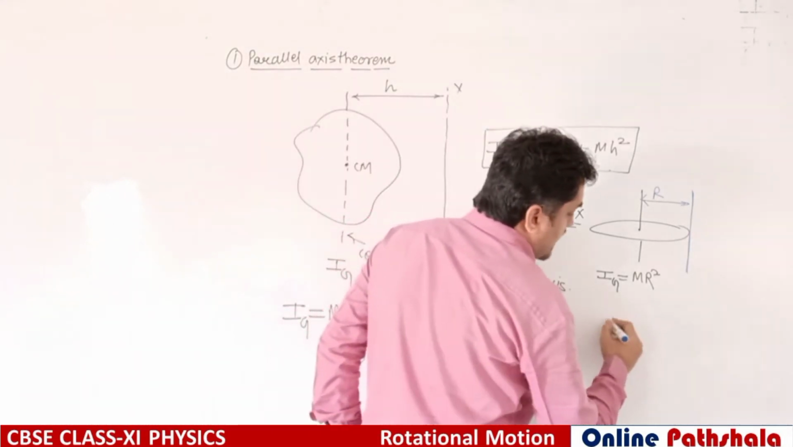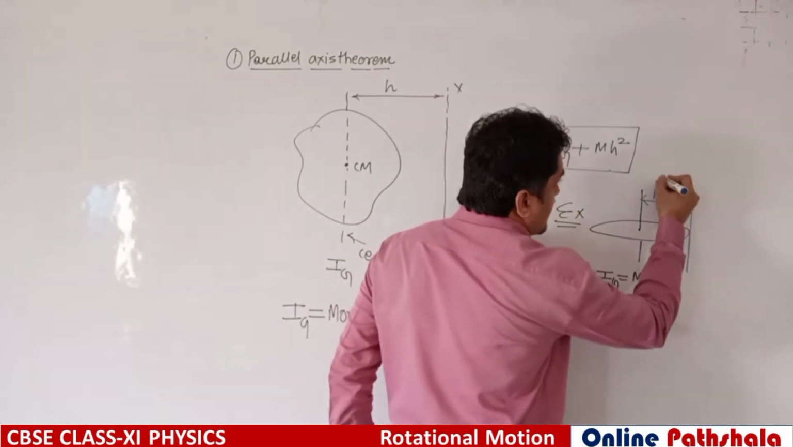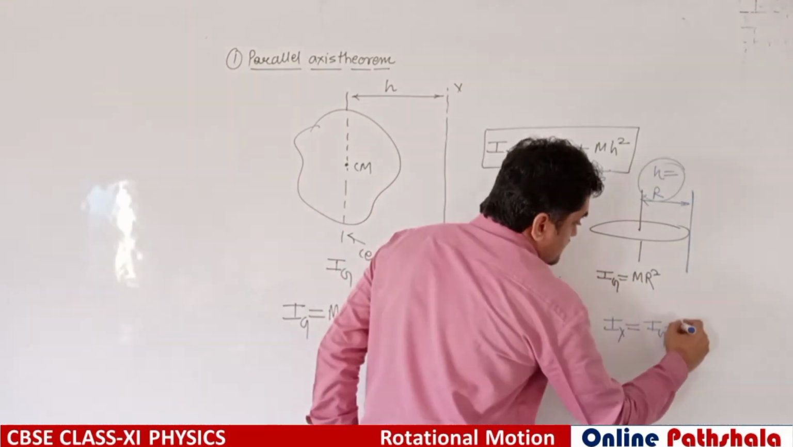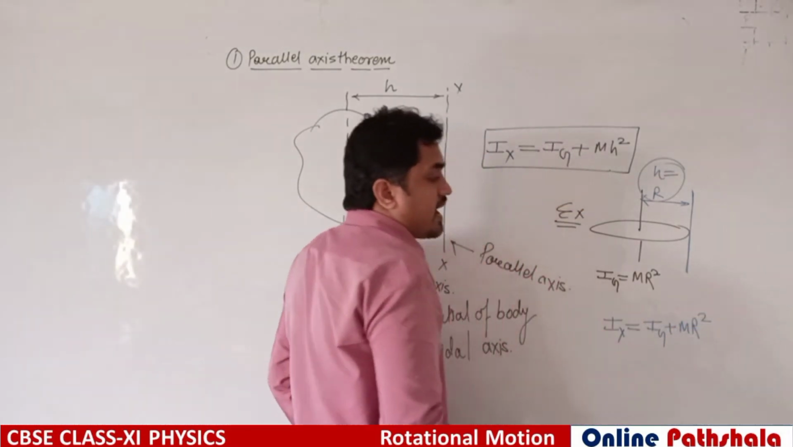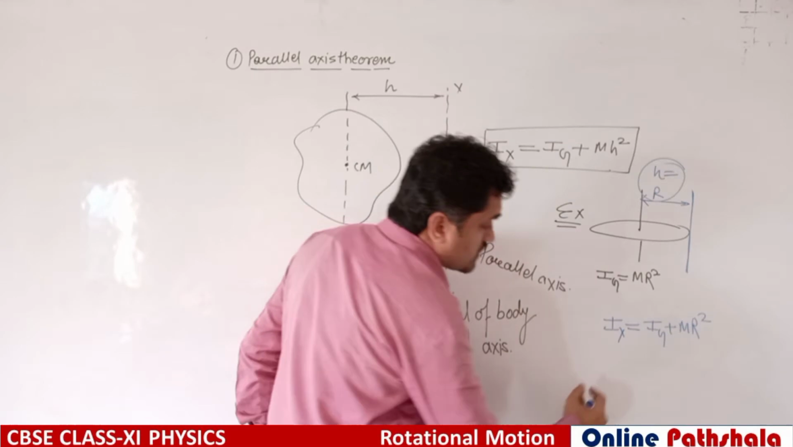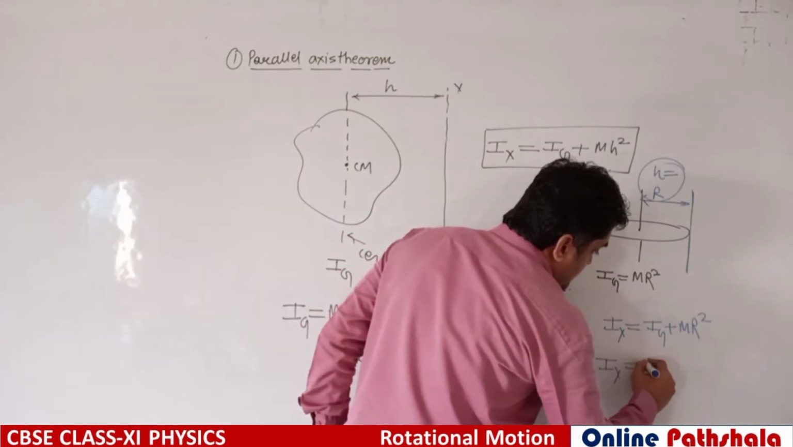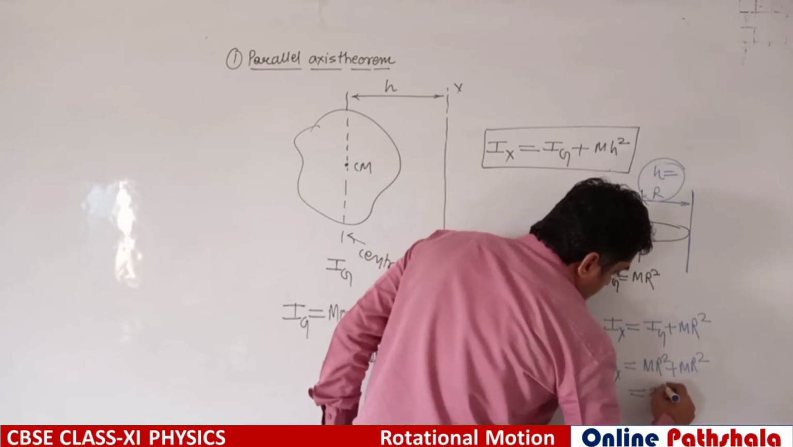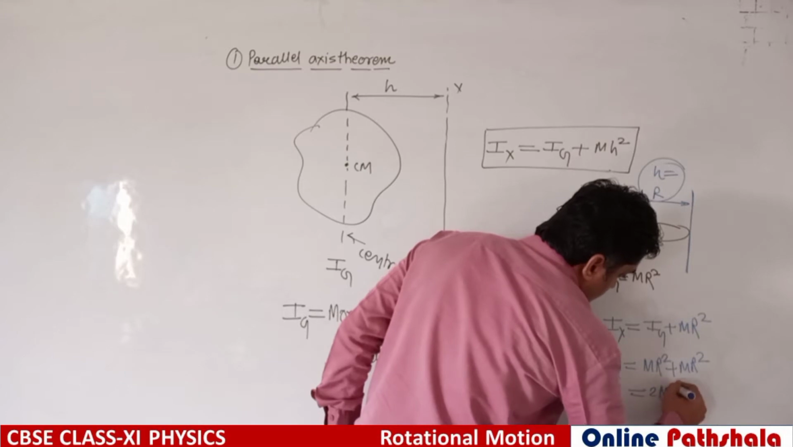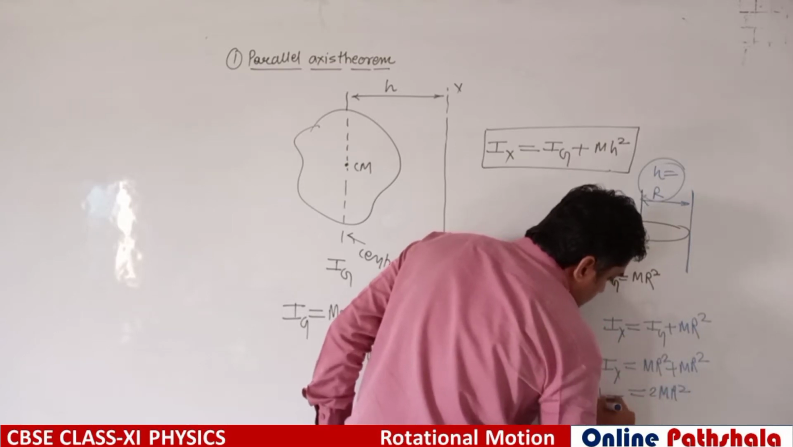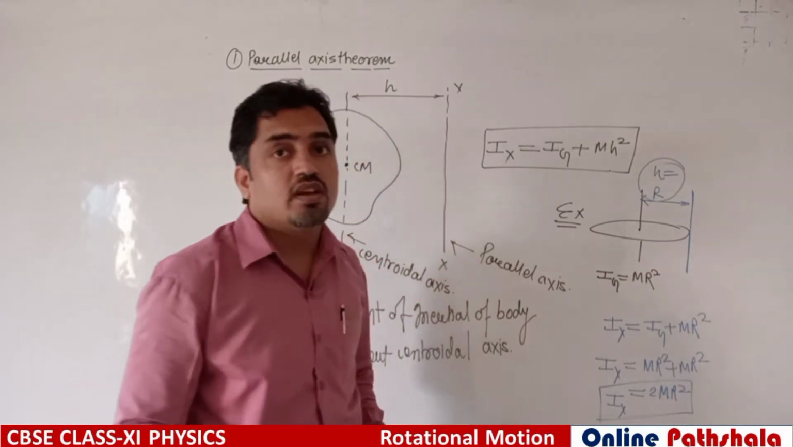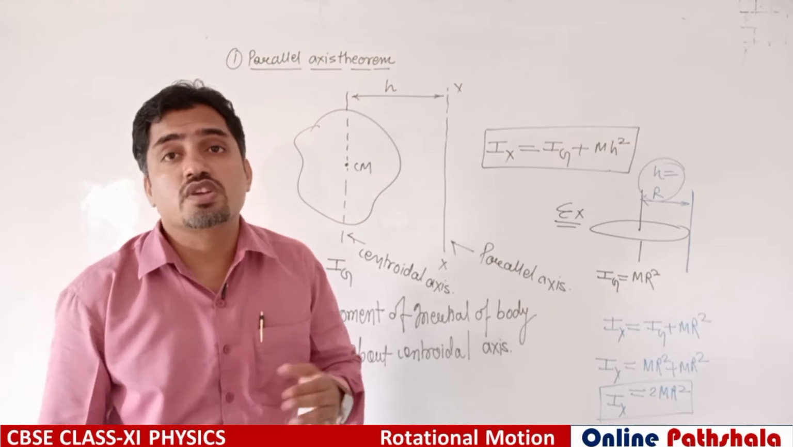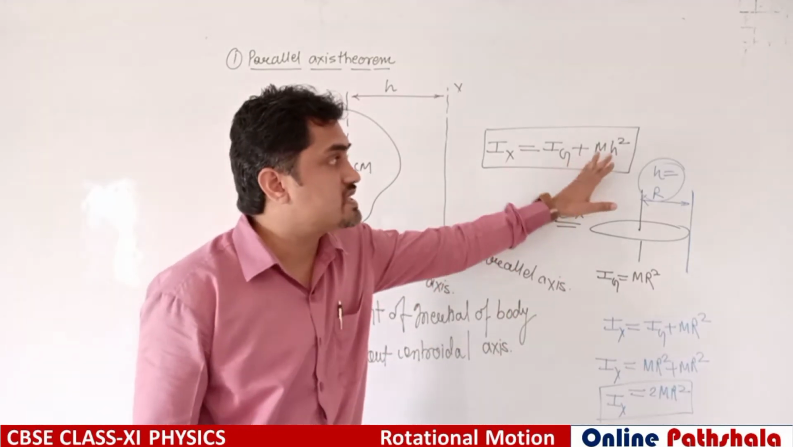In this case h equals r, so Ix is equal to Ig plus mr square. What is the Ig? It is mr square, plus mr square. It will become 2mr square. So it is a very important concept. If you are changing the axis of rotation, the moment of inertia about any axis which is parallel to the centroidal axis is equal to Ig plus mh square.